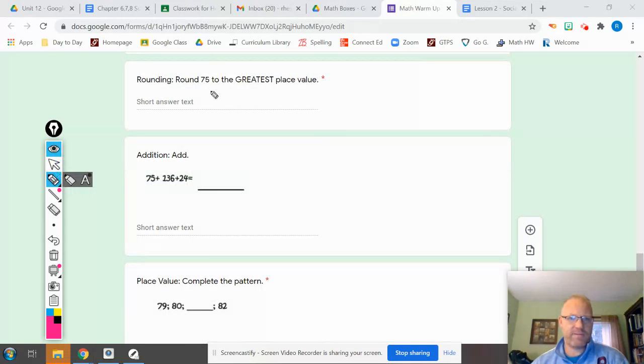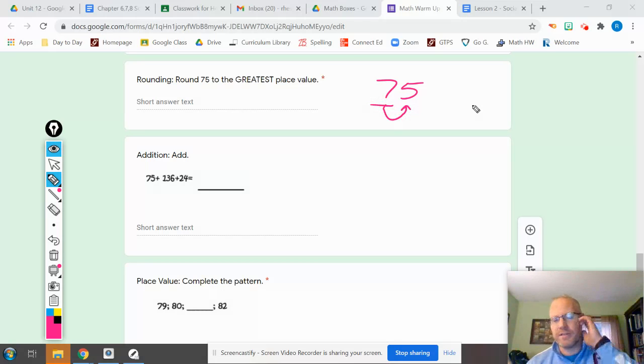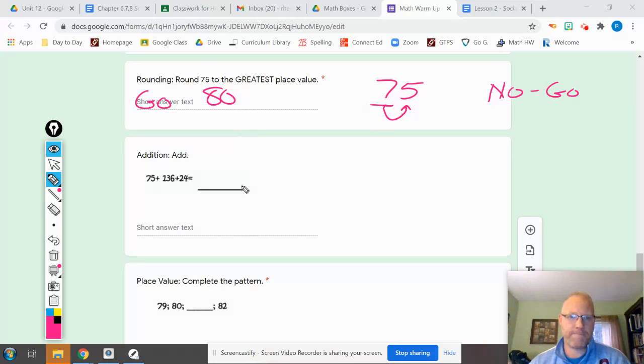So 75 to the greatest place value, you say, is it closer to 70 or 80? Some of you would fight it and say, it's in the middle. It's just as close to all of them. But when we round, we always round up if it's in the middle. So the 7 asks the 5, are you less than 5? The 5 says, no, I am 5. So the 7 needs to go up. It's closest to 80. You don't have to write "go up."